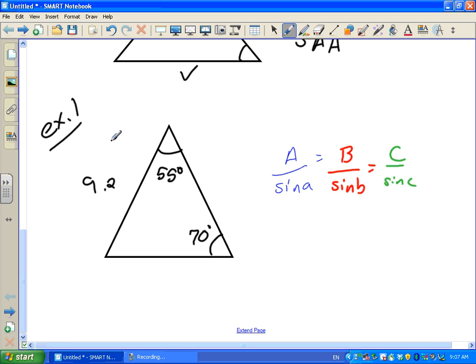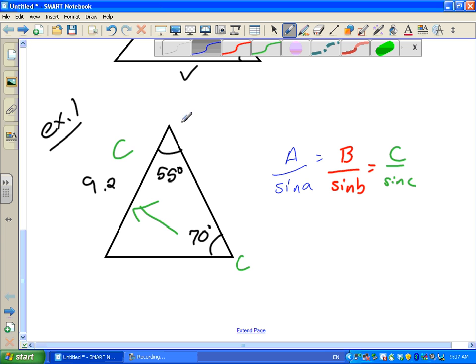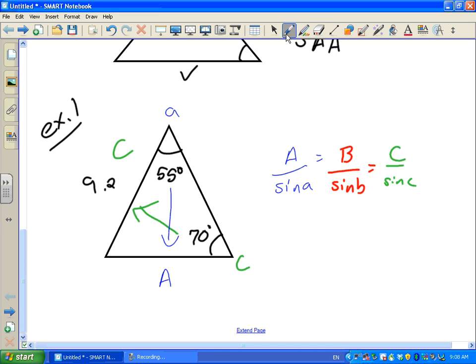So if I call 9.2, this side of the triangle, side C, that means 70 degrees needs to be angle C. It's opposite of that side. If I give angle 55 degrees, angle A, then the opposite side needs to be side A. And then finally, all we're left with is side B and angle B, which we don't have a measurement for.